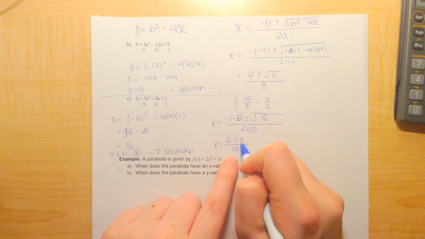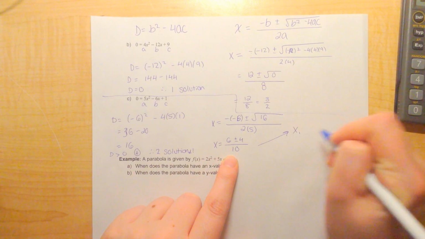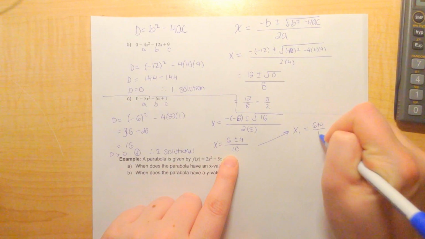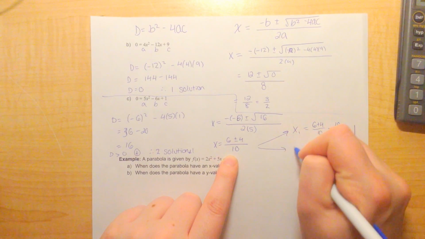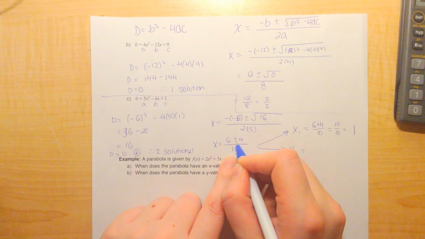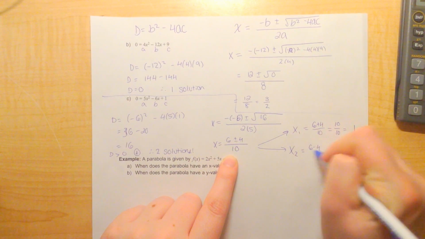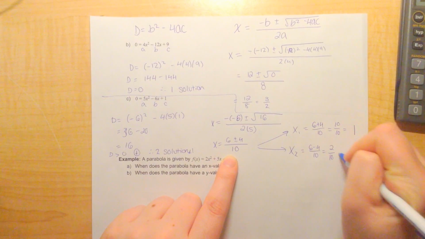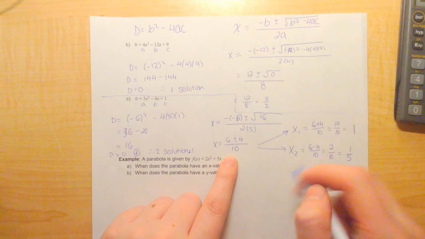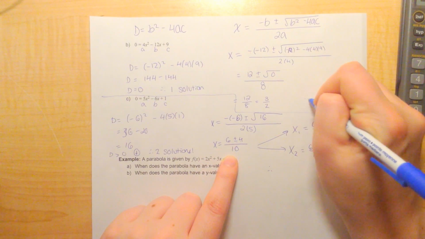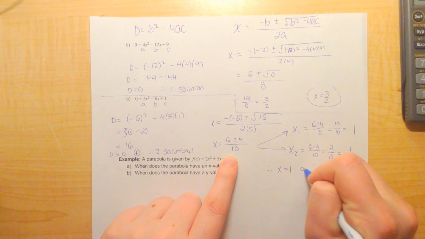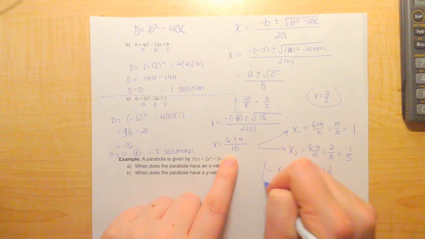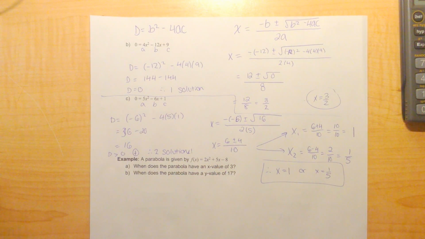One of our answers is 6 plus 4 over 10. So let's call that x1. So 6 plus 4 is giving us 10 over 10, so 1. And then our second option is if we use minus, 6 minus 4 over 10. So 2 over 10, or if we simplify, 1 over 5. If you want to end these off with a therefore statement as well, I should have done that up here. So here we can say x equals 1 or x equals 1 over 5. It's always nice to wrap things up with a therefore and have a nice clear end to your statement.